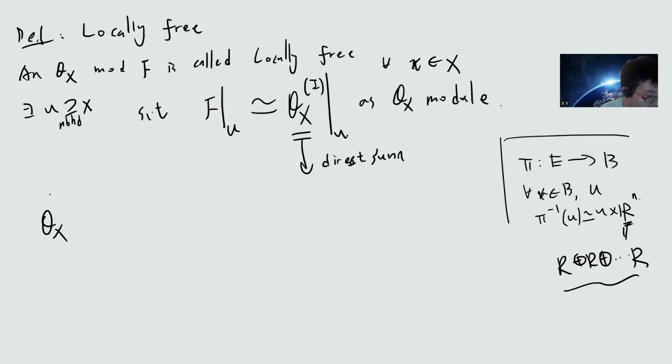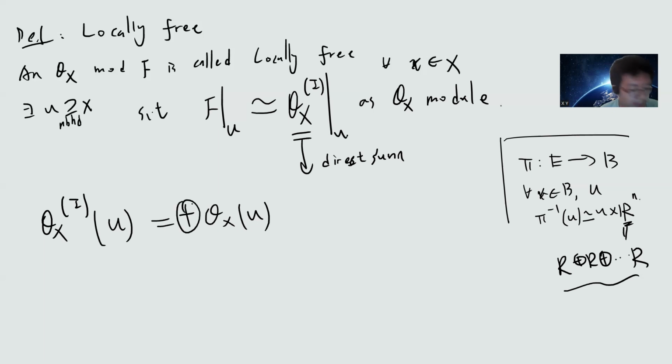So we can simply define this OX^I to be the sheafification of the following: we take U, it becomes OX(U), and then we take the direct sum, because they are modules, so I can take the direct sum. Then I do the sheafification, the same trick as for the tensor product, and I will get this OX^I sheaf. So this is the definition of a locally free sheaf.